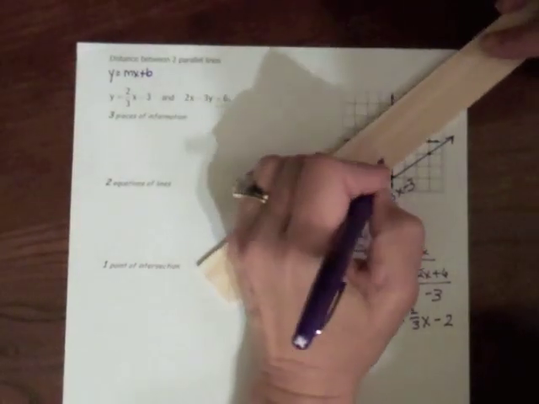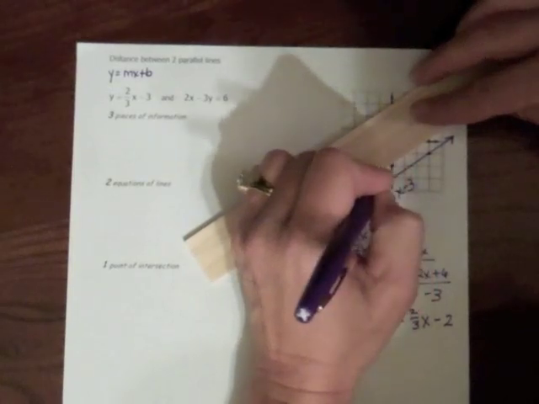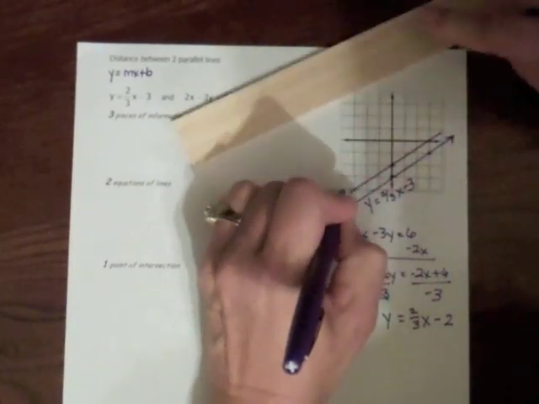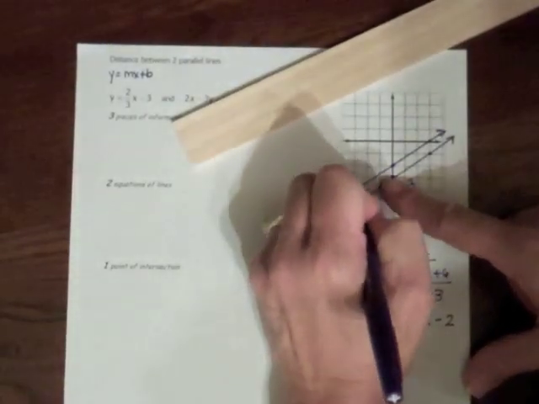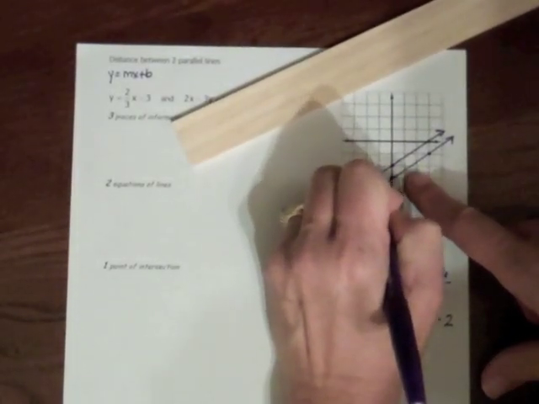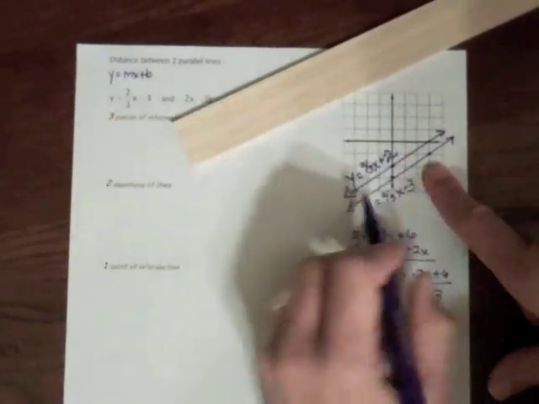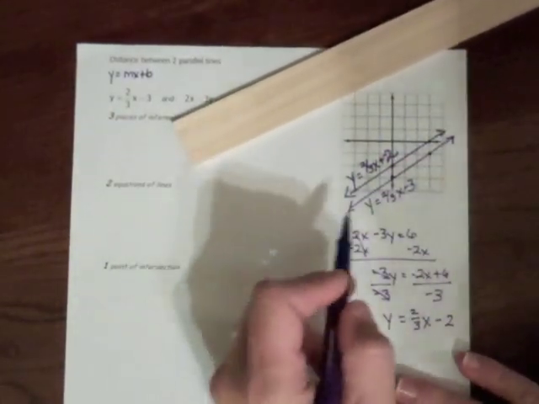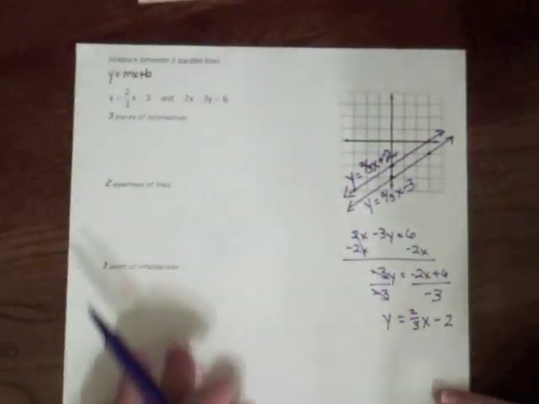So when I graph this, it'll look like this. So this is the equation, y equals 2/3 x minus 2. Not plus, but minus 2. Now I can tell that they're parallel because they have the same slope. And I want to find the distance between them.